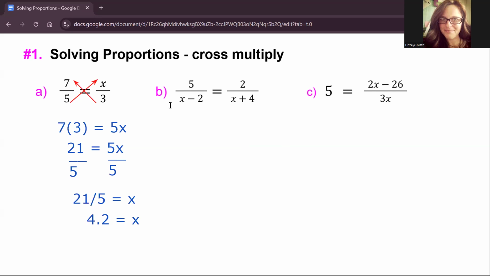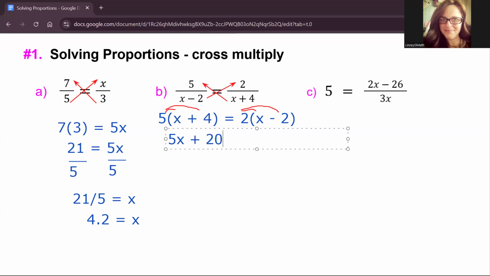Number B, to solve a proportion, we will cross multiply. And we get 5 times the entire expression x plus 4 is equal to 2 times the entire expression x minus 2. And then we'll distribute multiply into the parentheses. And 5 times x, we get 5x plus 20 is equal to 2x minus 4.